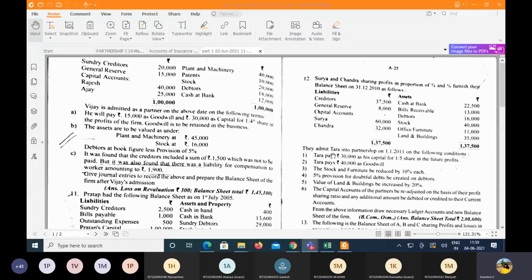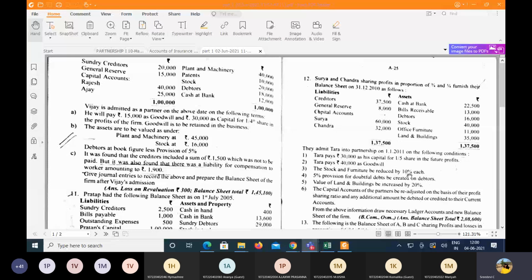Now they admit Tara into the partnership on 1/1/2011, that is at the beginning of the year itself, on the following conditions. So what are the conditions here? Tara is going to pay 30,000 as capital, and he is going to get a 1/5 share in the future profits. This is one point. Second, he is also going to bring 40,000 as goodwill. Third, the stock and the furniture are to be reduced by 10%.